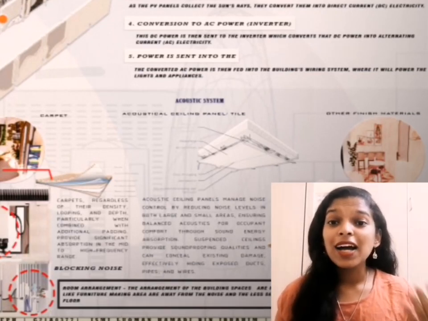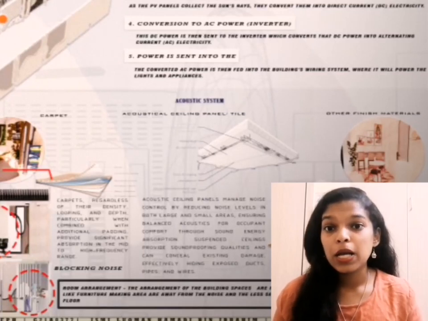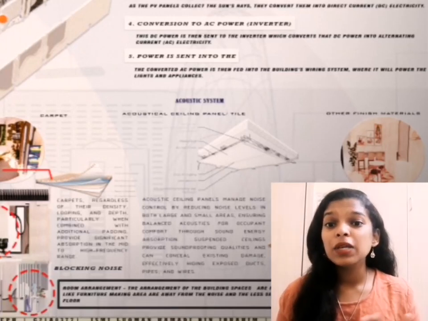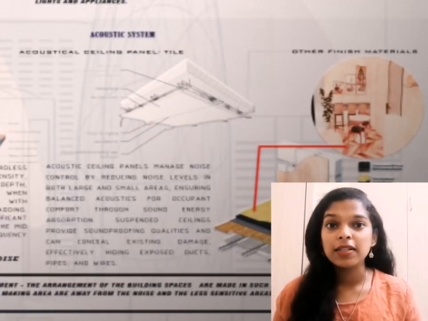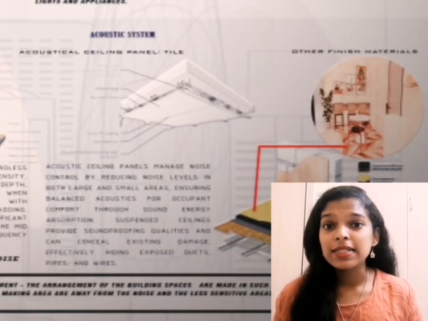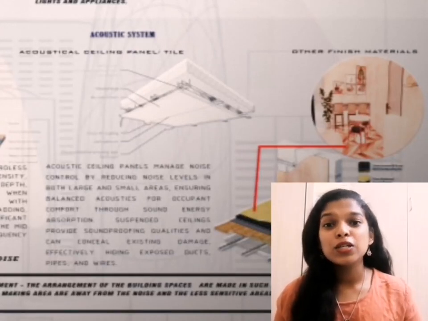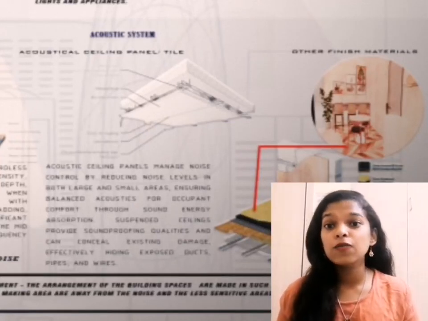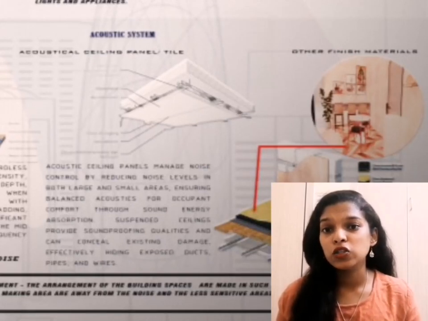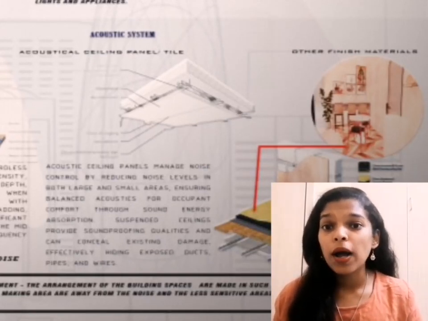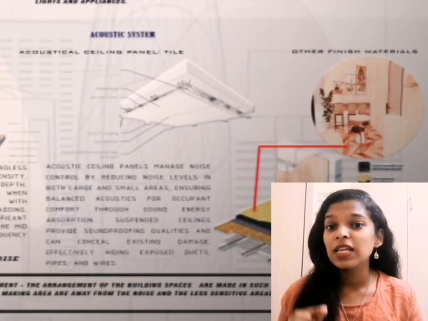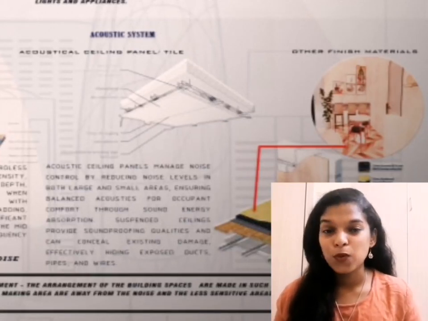Carpets, regardless of their density, looping and depth, particularly when combined with additional padding, provide significant absorption in the middle to high frequency range. The second will be acoustical ceiling panel tiles, where the acoustic ceiling panels manage noise control by reducing noise levels in both large and small areas, ensuring balanced acoustics for occupants' comfort through sound energy absorption. Suspended ceilings provide soundproofing qualities and can conceal existing damage, effectively hiding exposed ducts, pipes, and wirings.